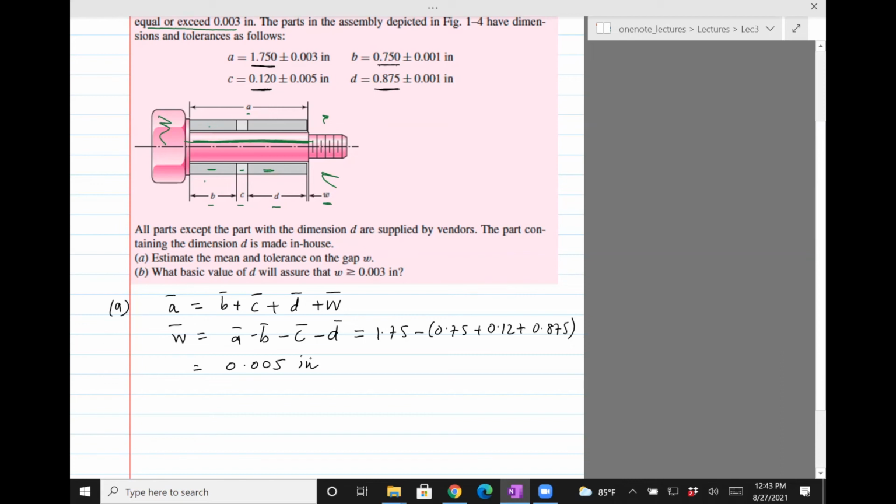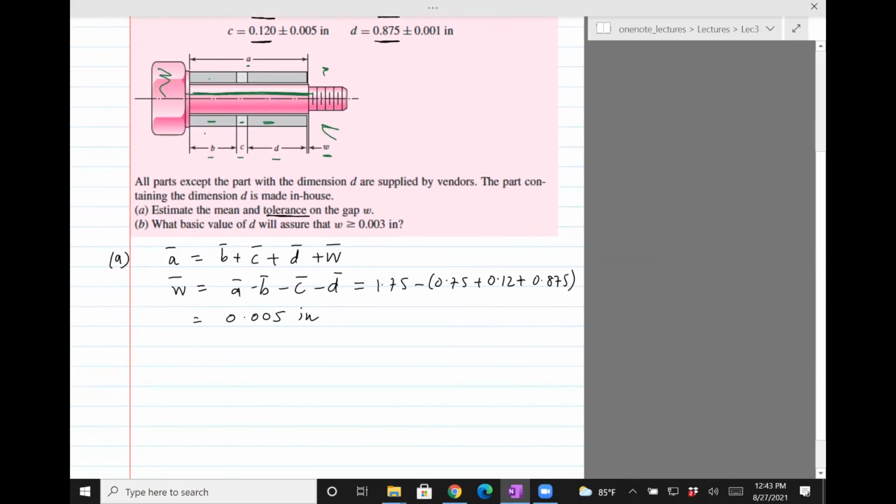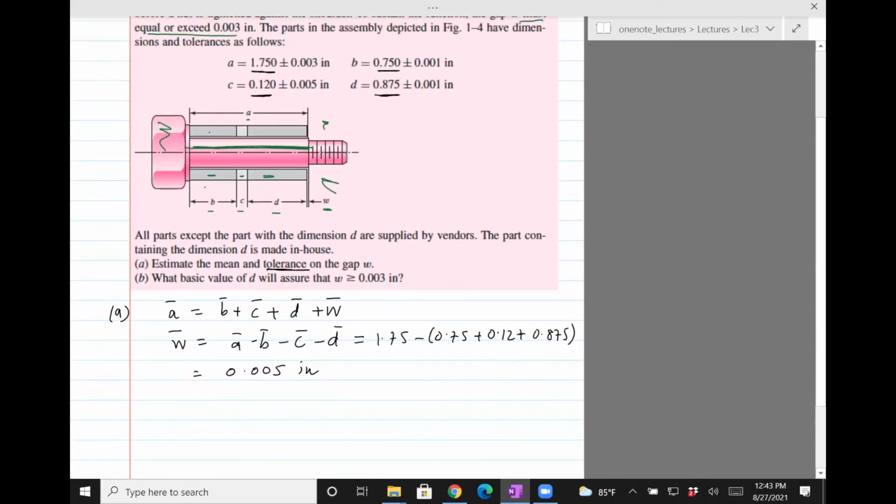Okay, so that's the mean. I think the harder part is to estimate the tolerance. What the tolerance means is it's basically the plus or minus in that calculation. So how do you find that? Now, what I would like to do here is find the maximum and the minimum value of W, which is basically the limits of W.